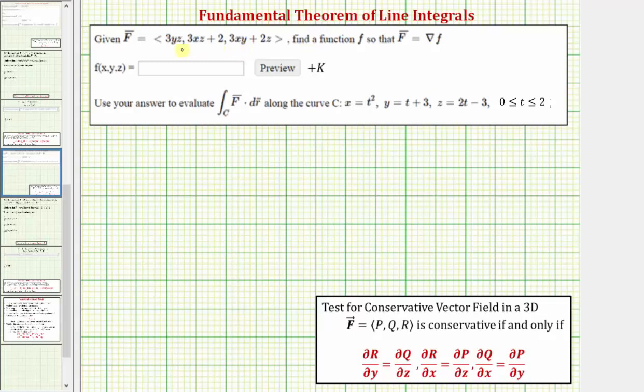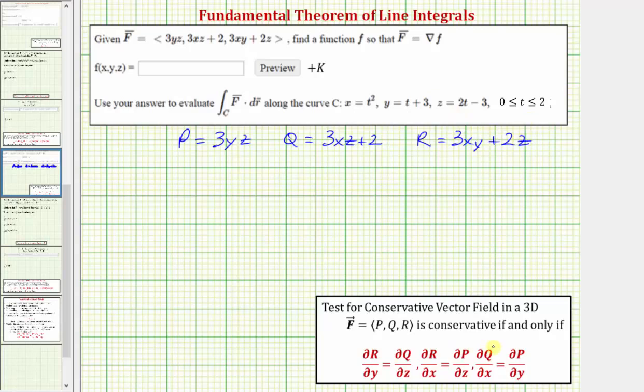Let's begin by verifying the vector field is conservative by performing the test for a conservative vector field in 3D shown here below, where the vector field F has components P, Q, R, where each component has a continuous partial derivative over an open region R, then the vector field F is conservative if and only if these partial derivatives are equal to each other. Well, notice in our case, P is equal to 3yz, Q is equal to 3xz plus 2, and R is equal to 3xy plus 2z.